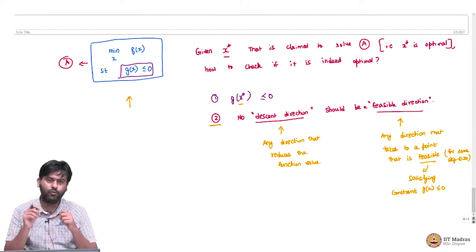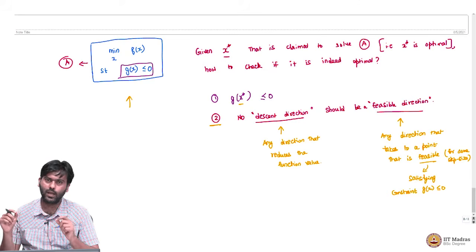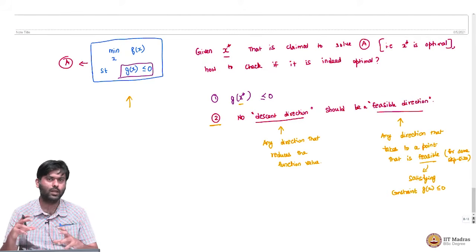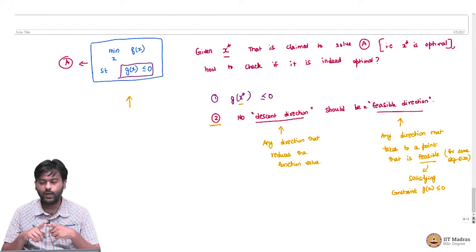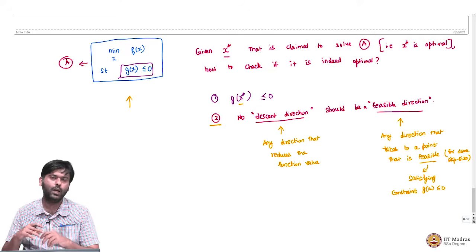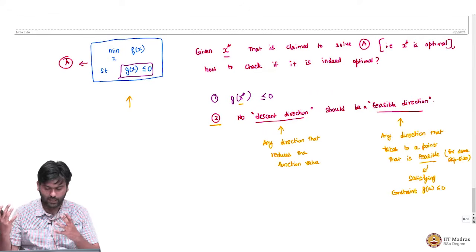Which means if I claim x star is optimal, then it necessarily, or it better be the case that no descent direction should be a feasible direction, right. So, this is the intuition that we would want to formalize. So, how would we formalize this idea, right?